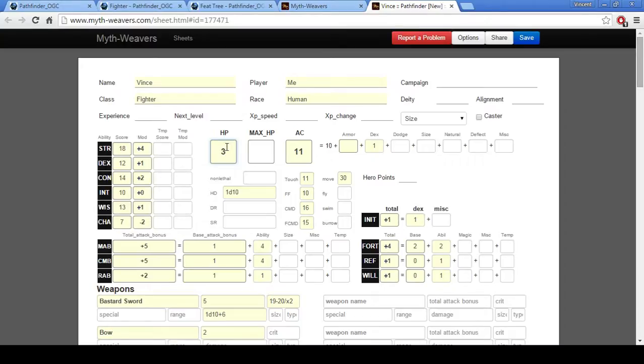No matter what happens, you always get to add your Constitution modifier to your hit points every level. And that's the main purpose of Constitution. So if I rolled a 3 on my 10-sided die, I still get to add the 2 for a total of 5 hit points at first level, which is not great.